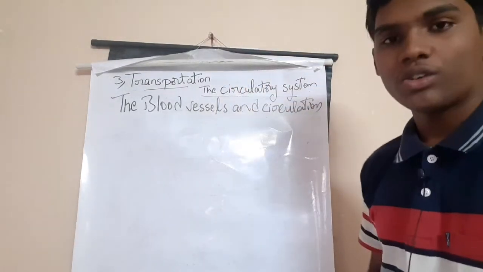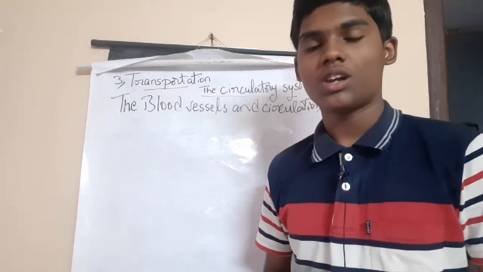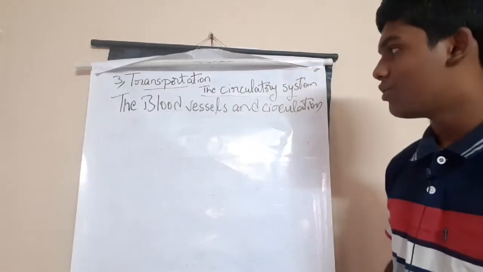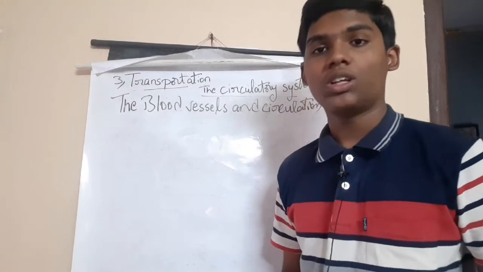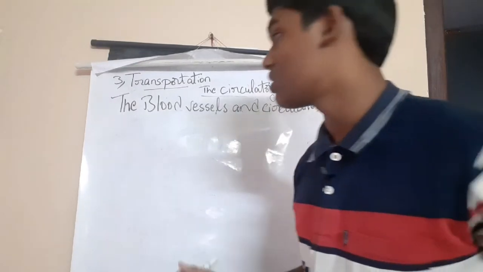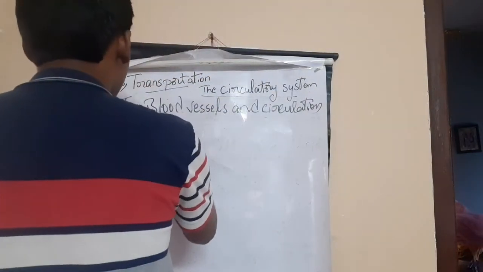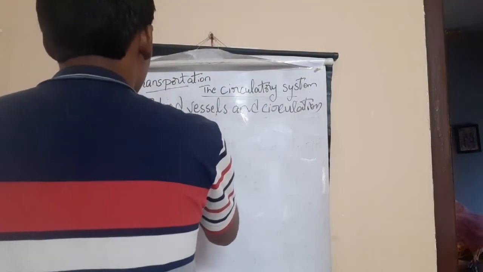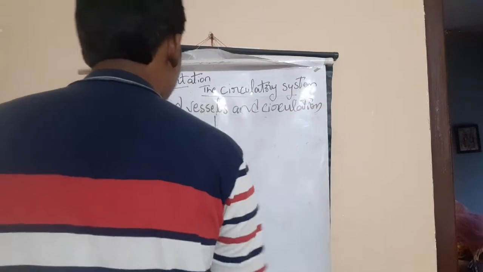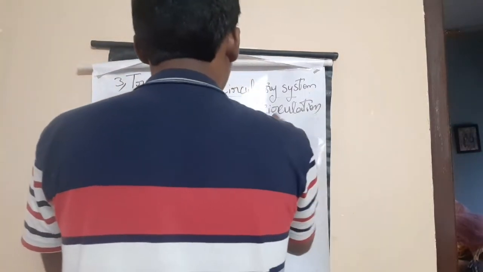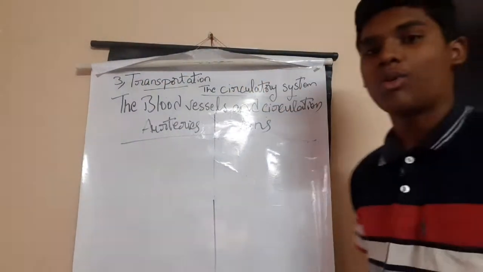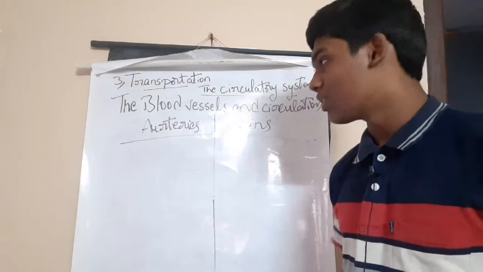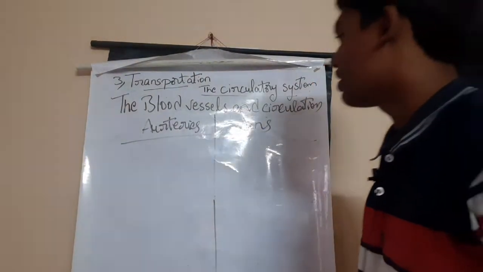Okay, today we are going to continue our topic transportation, the circulatory system. Before class we discussed up to double circulatory system. Now let us discuss the differences between arteries and veins. This is a very important question for 4 marks.